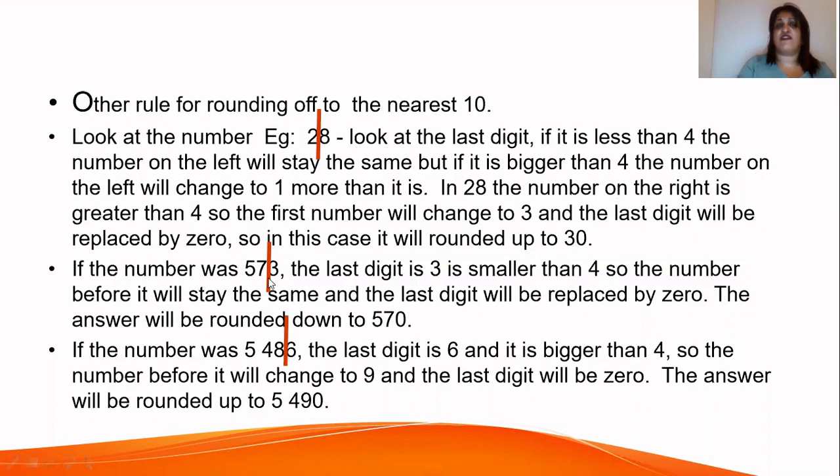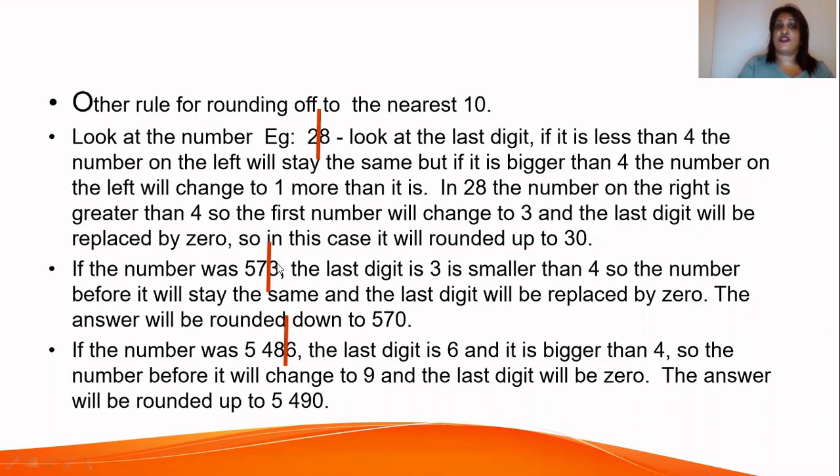If I had the number 573, what's my tens? My tens is 7 again. 7 in the tens column, and my number to the right of that is 3. Now, I have to ask myself, is 3 greater or less than 4? 3 is less than 4, so we're going to round it down. Immediately when the number is 4 or less, you're going to round it down. So 7 will stay the same, and I'll replace the 3 with 0. So my answer here will be 570.